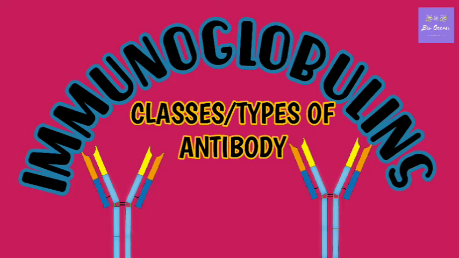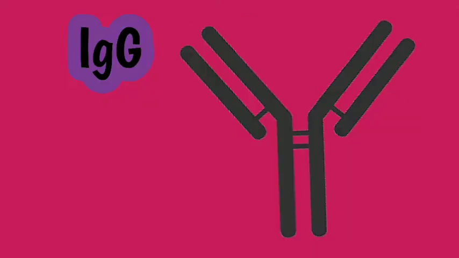Human serum mainly consists of 5 different types of immunoglobulins, namely IgG, IgA, IgM, IgD and IgE. This classification is mainly based upon the type of H chain, otherwise the heavy chain, present in the immunoglobulin. Starting with IgG, it is the most common and major serum immunoglobulin, constituting about 75 to 80% of the total, and its heavy chain is gamma.